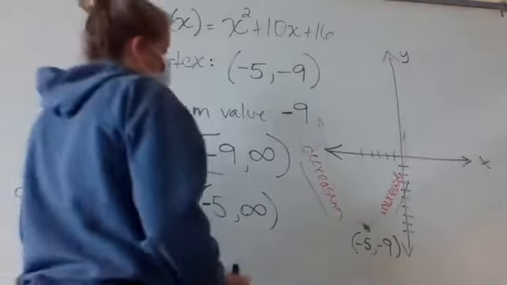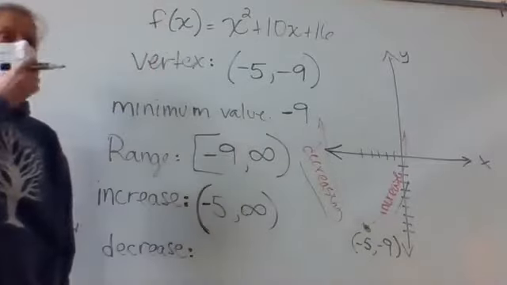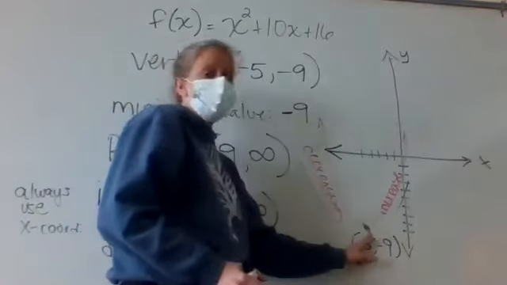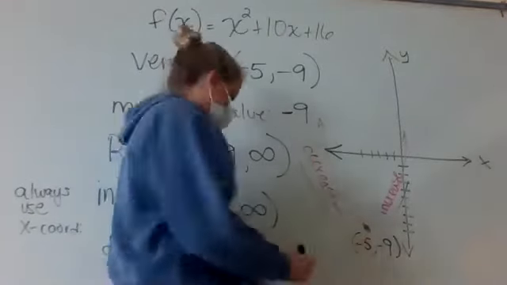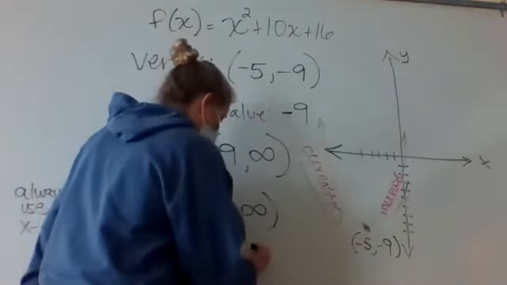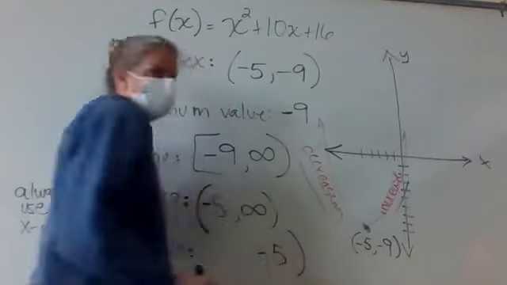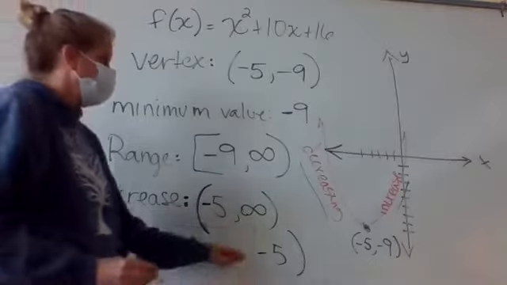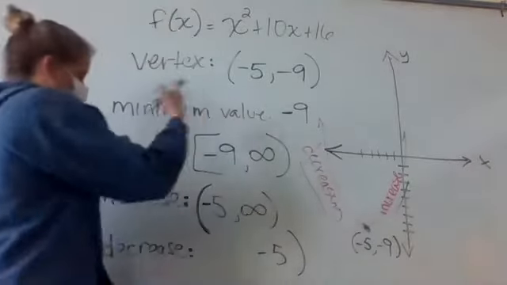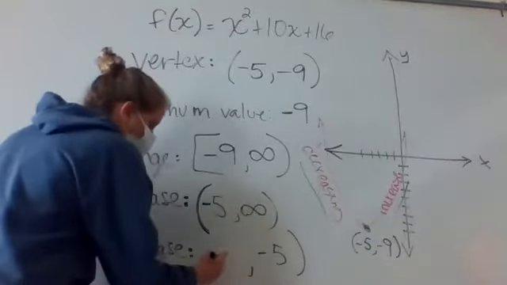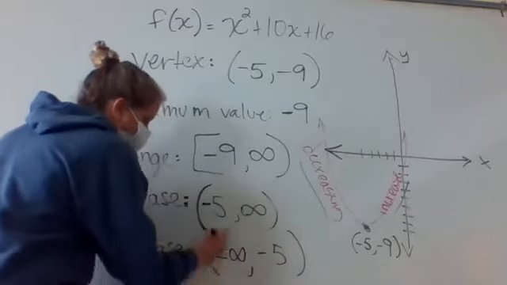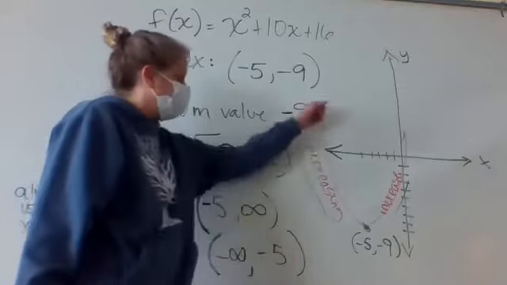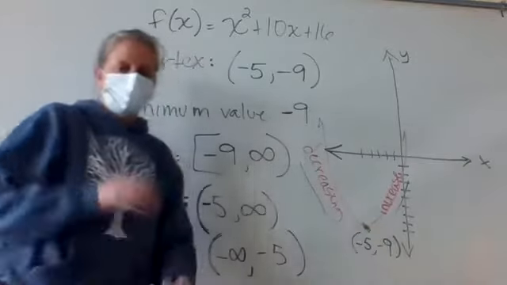So where is it decreasing? So let's see, it's going down. It stops decreasing at -5, right? So -5 is my end of the interval that it's decreasing, which means it started decreasing all the way at the other end of the number line, which is -infinity. So it's going down from -infinity until it gets to -5.